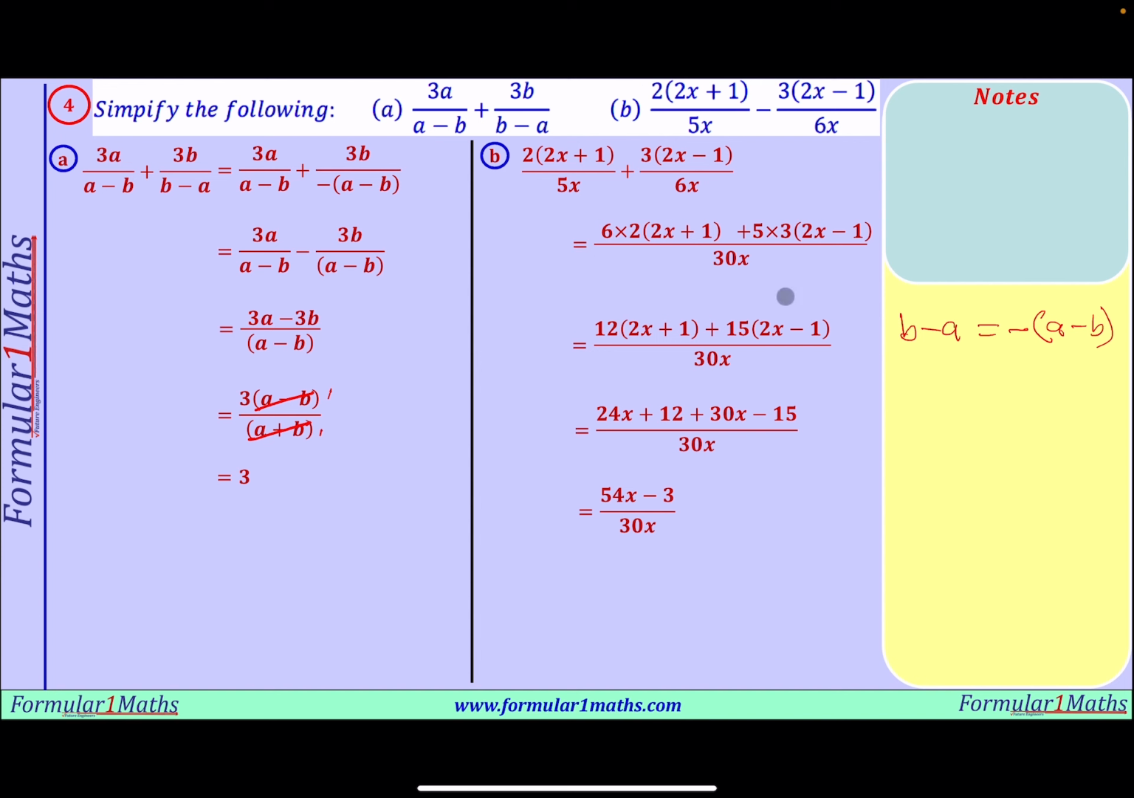But we can factorize the numerator here because 3 is common. And if we do that, we're going to get 3 brackets 18x minus 1 over 30x. We can now cross out this to get 1 here and cross out that one to get 10. And so we are left with 18x minus 1 over 10x.